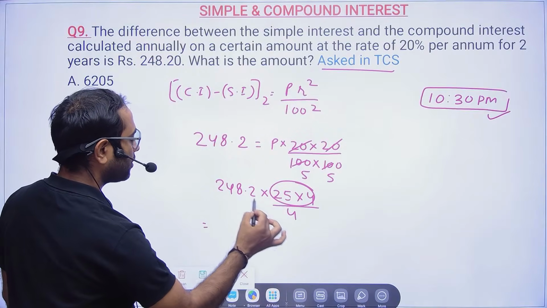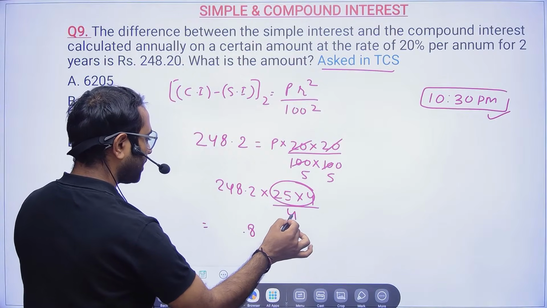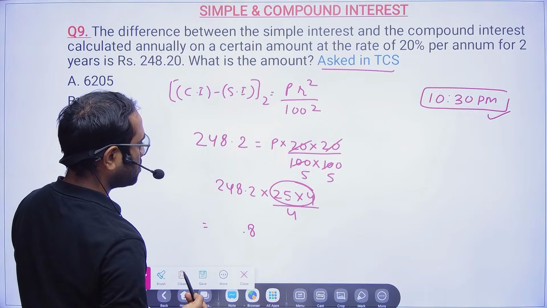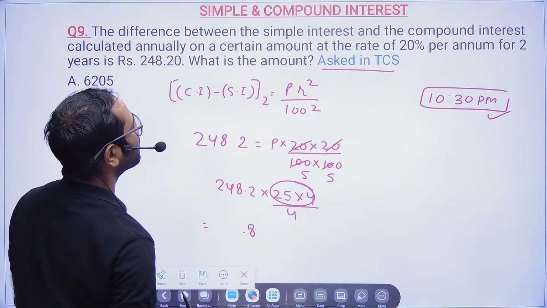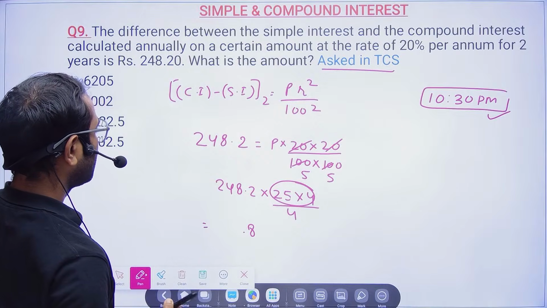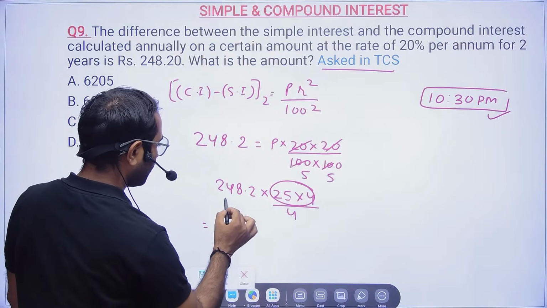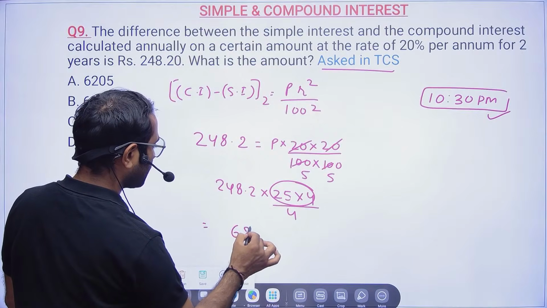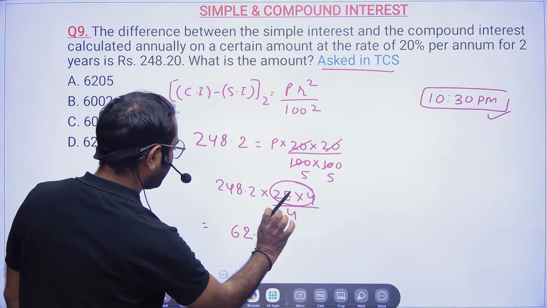4 2s are 8. Am I doing correctly? No. What is the problem? We are getting 25, then I multiplied and divided. Okay, sorry, I am multiplying. So 4 6s are 24. 4 2s are 8. 4 2s are 8. Okay. And this will be the point.